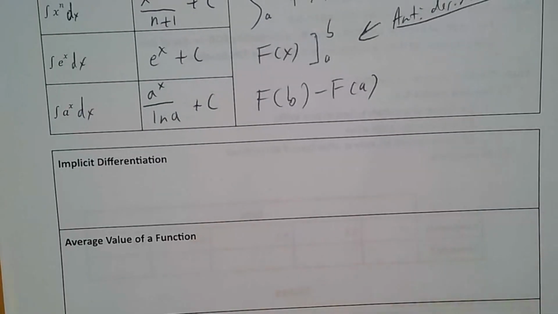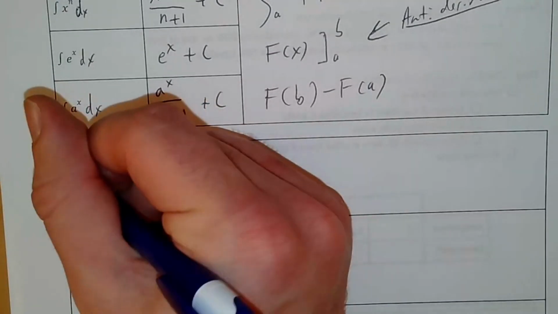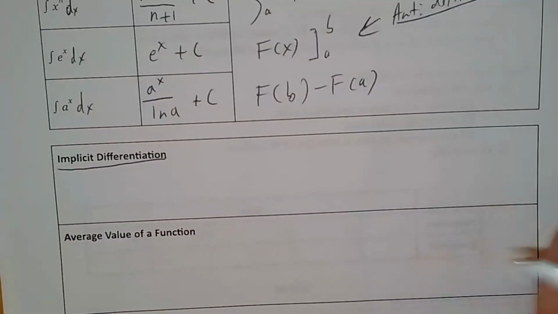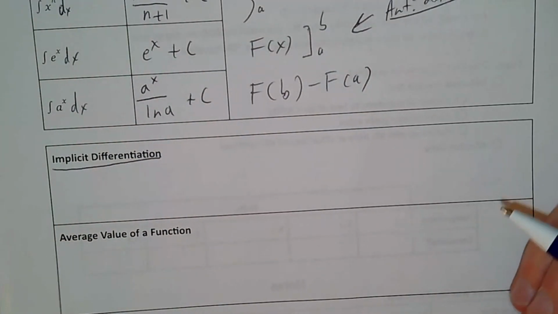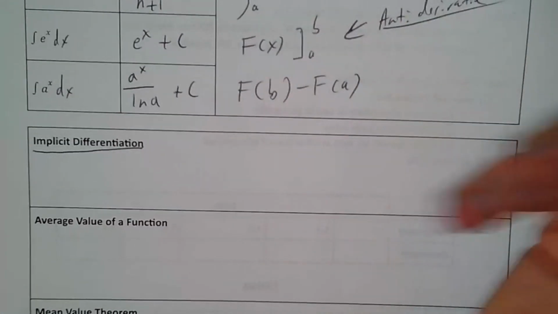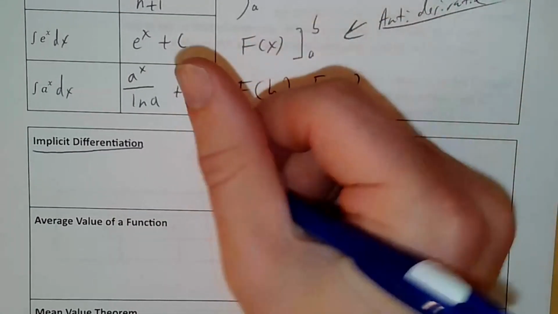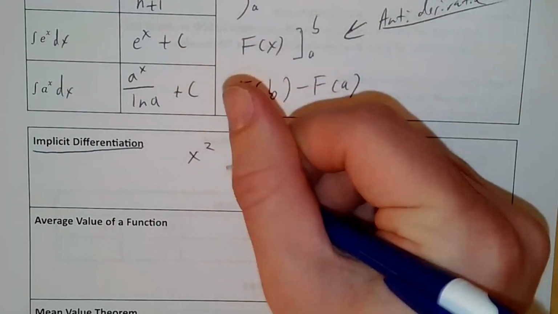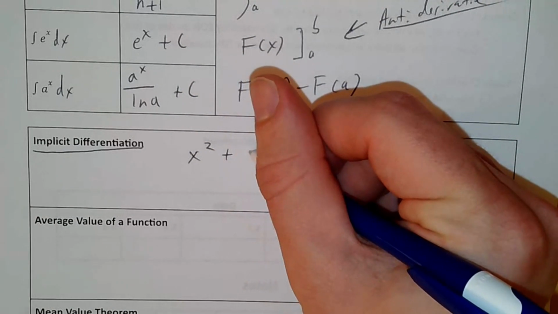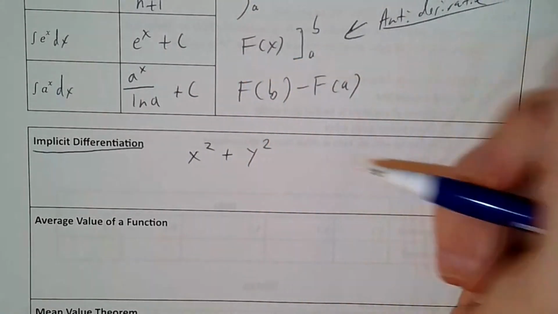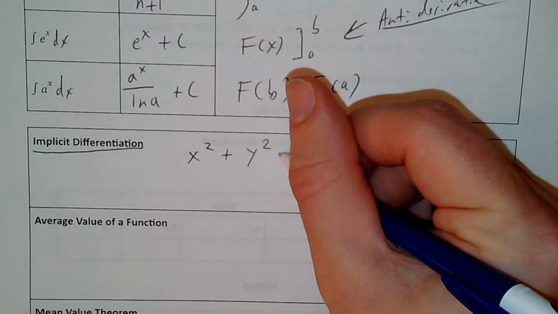Okay, big concepts this unit. Implicit differentiation was huge this unit. I think that's maybe the key concept of the unit. And the gist of implicit differentiation, I think it's best to show it by just doing an example problem. It's where you have x squared and y squared, x's and y's throughout the equation.